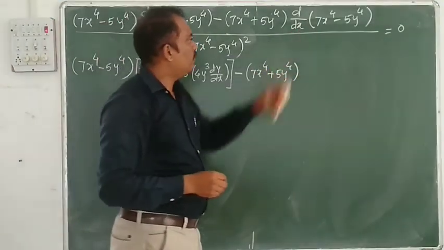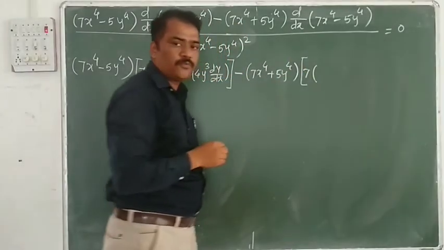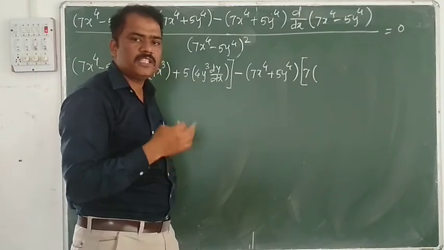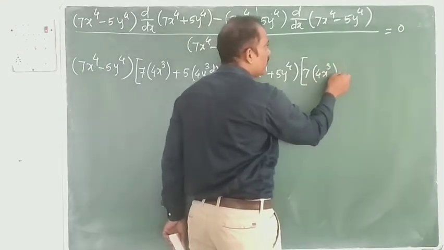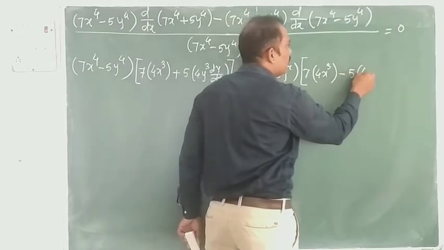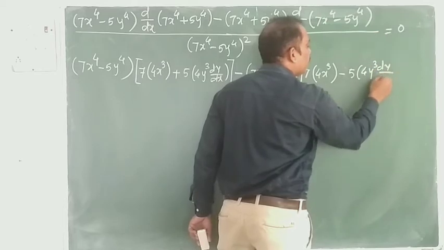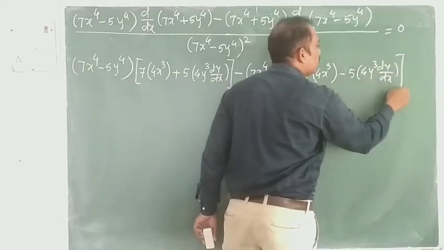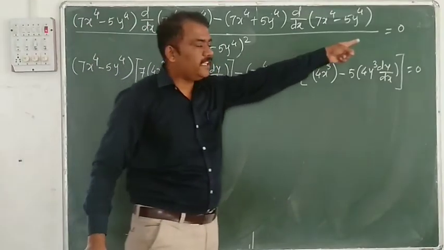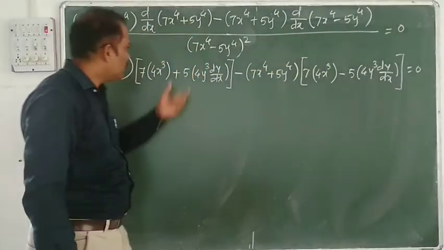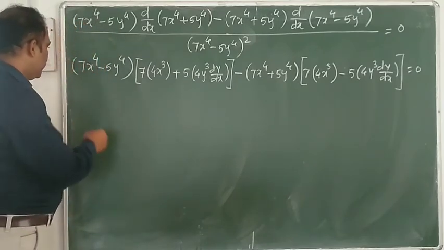Now we have to take the derivative of this bracket. It becomes 7 times the derivative of x^4 with respect to x. By using the power function formula, it becomes 4x cubed, minus 5 times 4y cubed into dy by dx, is equal to 0. When we transfer this denominator to the RHS, 0 into something becomes 0, so we can drop that denominator. Now we have to simplify this.